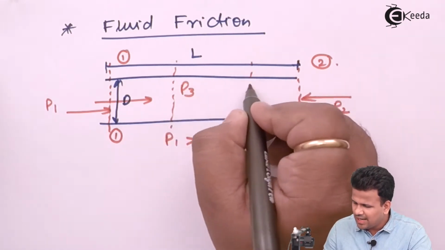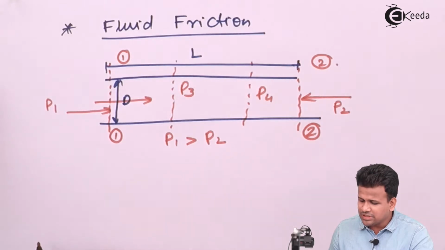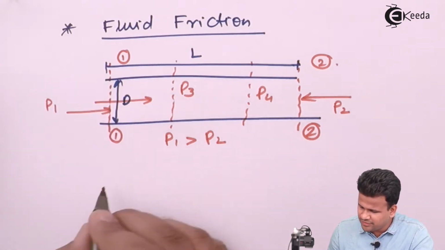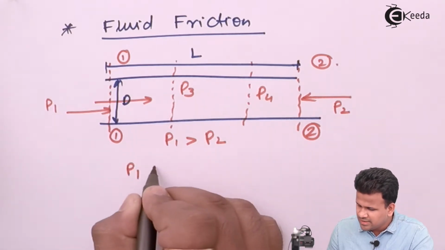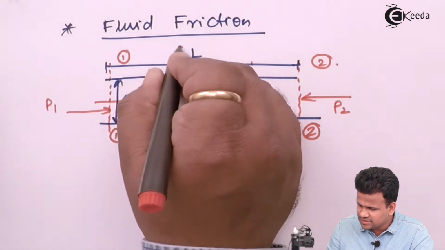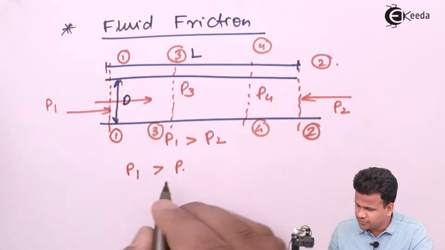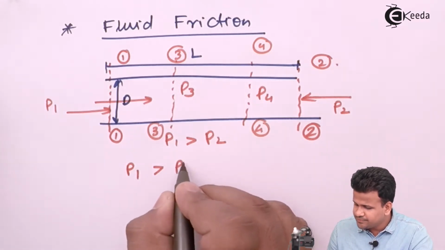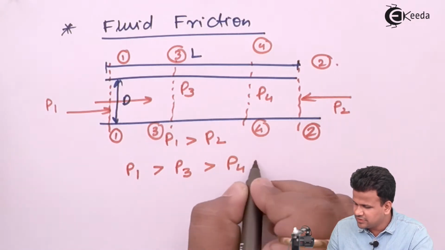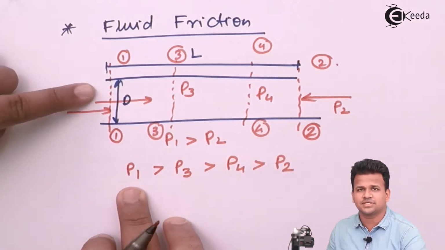But during this flow from section 1 to section 2, if we consider an intermediate pressure P3 as well as intermediate pressure P4, we can come to a conclusion that the largest pressure will be at section 1, that is P1. Let us consider this as section 3 and this as section 4. So over here this is P3, then we'll have P4, then we'll have P2. So the greatest pressure is at section 1.